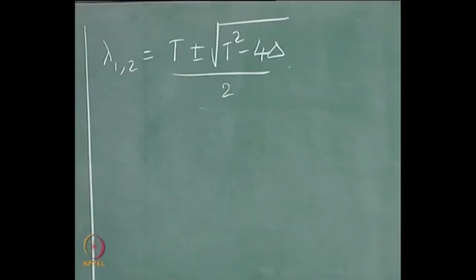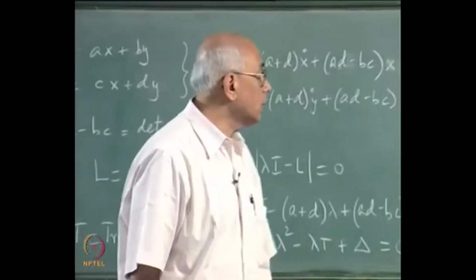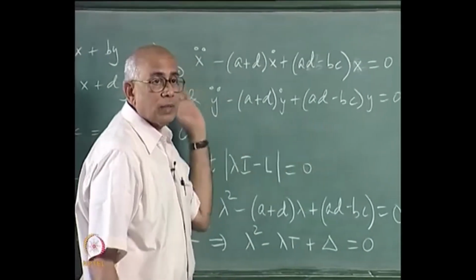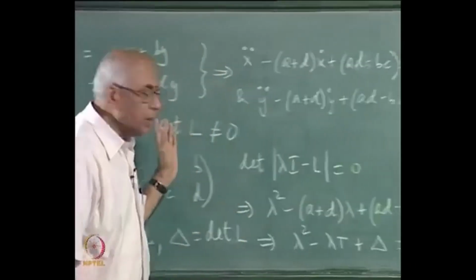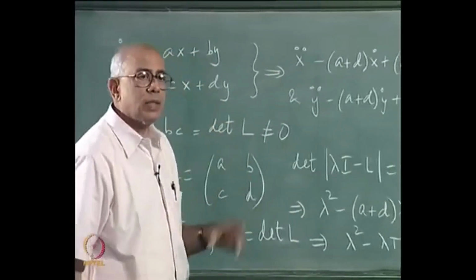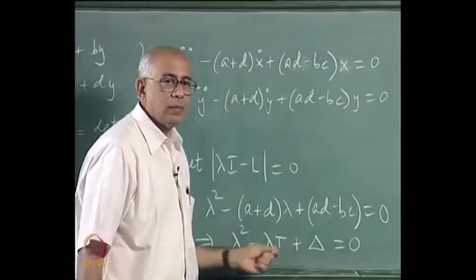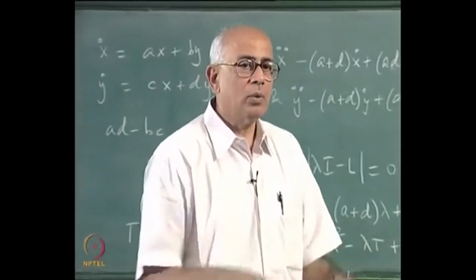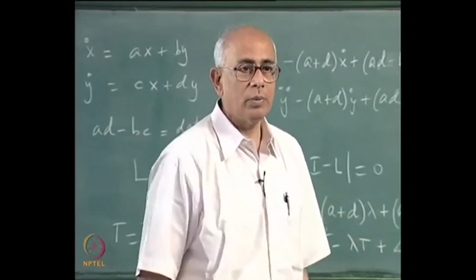So the behavior of the eigenvalues is going to be determined entirely by the behavior of T and delta. Therefore, and we will take up this lesson in more detail a little later, the entire behavior of the dynamical system near the critical point is going to be governed by just the combinations T and delta. And therefore, we could regard these two as parameters and ask what kind of behavior you have in the T delta plane, which we will do in a short while.